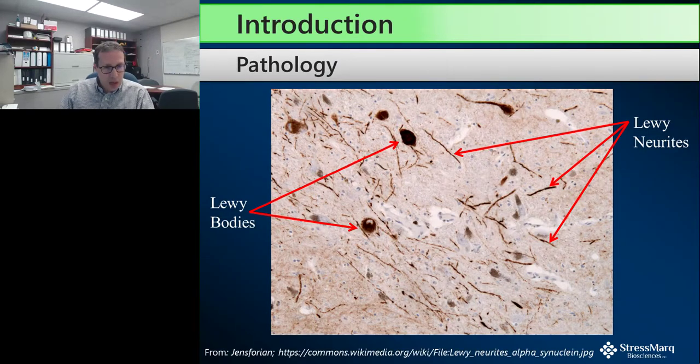Now, what does this look like in real life? Well, this is an image from a brain showing these Lewy bodies and Lewy neurites. The Lewy bodies themselves, initially thought to contain just alpha-synuclein, in fact do contain a whole variety of different things, other proteins, but even organelles and membranes.